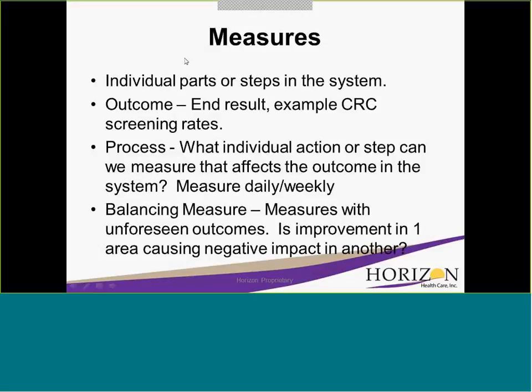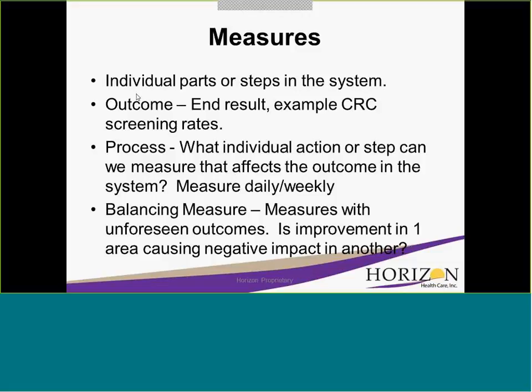So before we test something, we need to know what we are measuring. The measure needs to be clear, concise, so everyone knows what we're measuring. And a measure includes individual parts or steps in the system. And this can be an outcome measure, it can be a process measure, it can be a balancing measure. So with an outcome measure, this is the end result. So in this case, it's CRC screening.